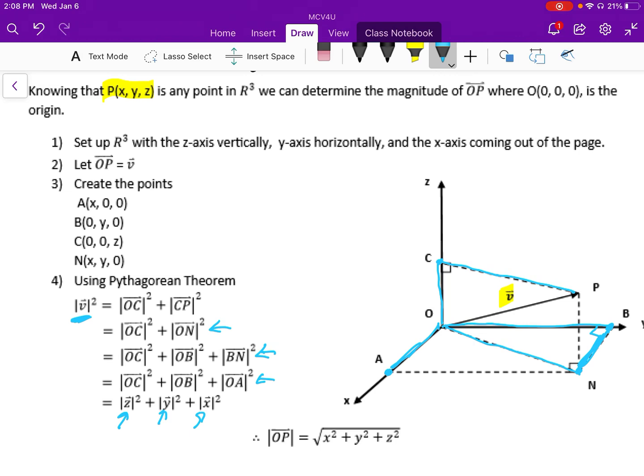So when you take the square root, notice that OP, we just substituted that in for vector V.